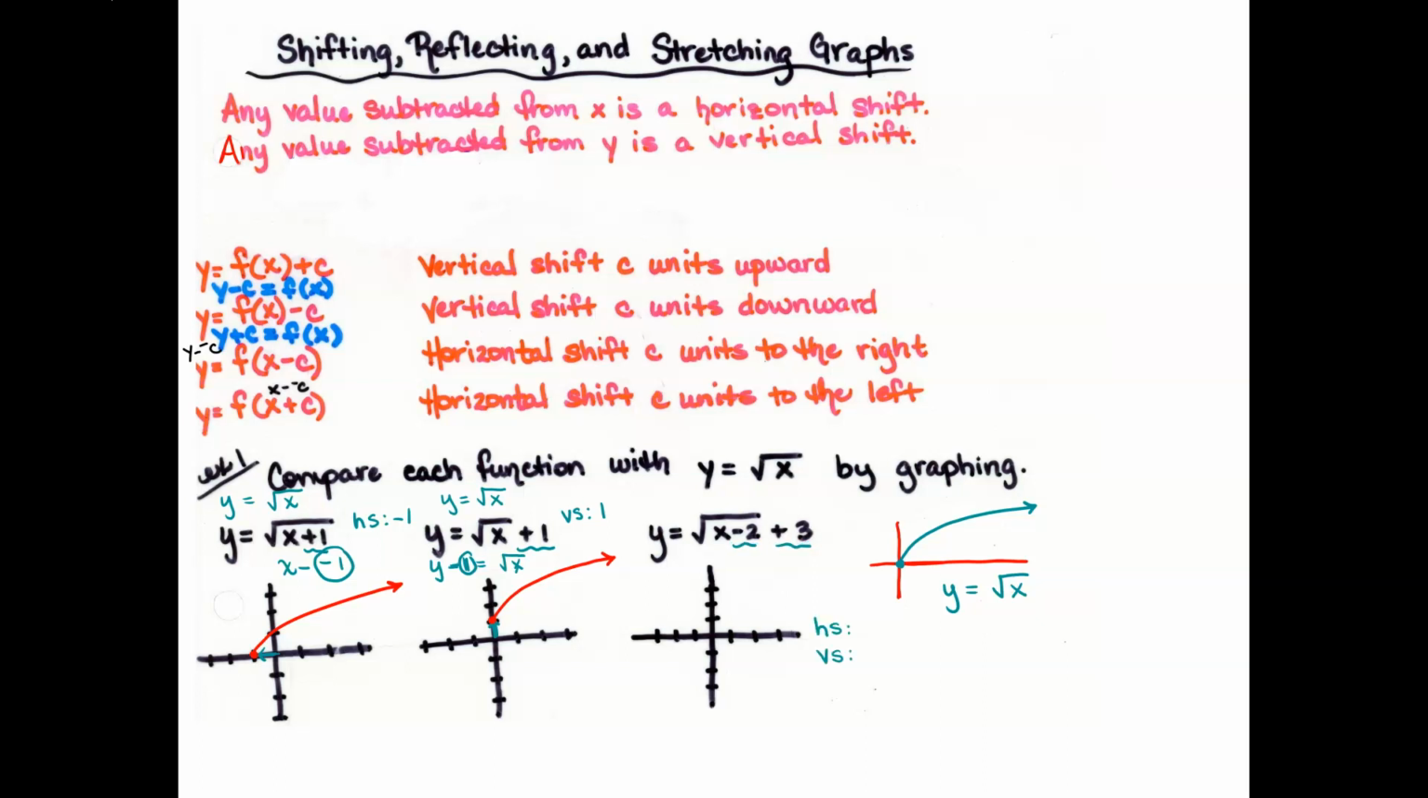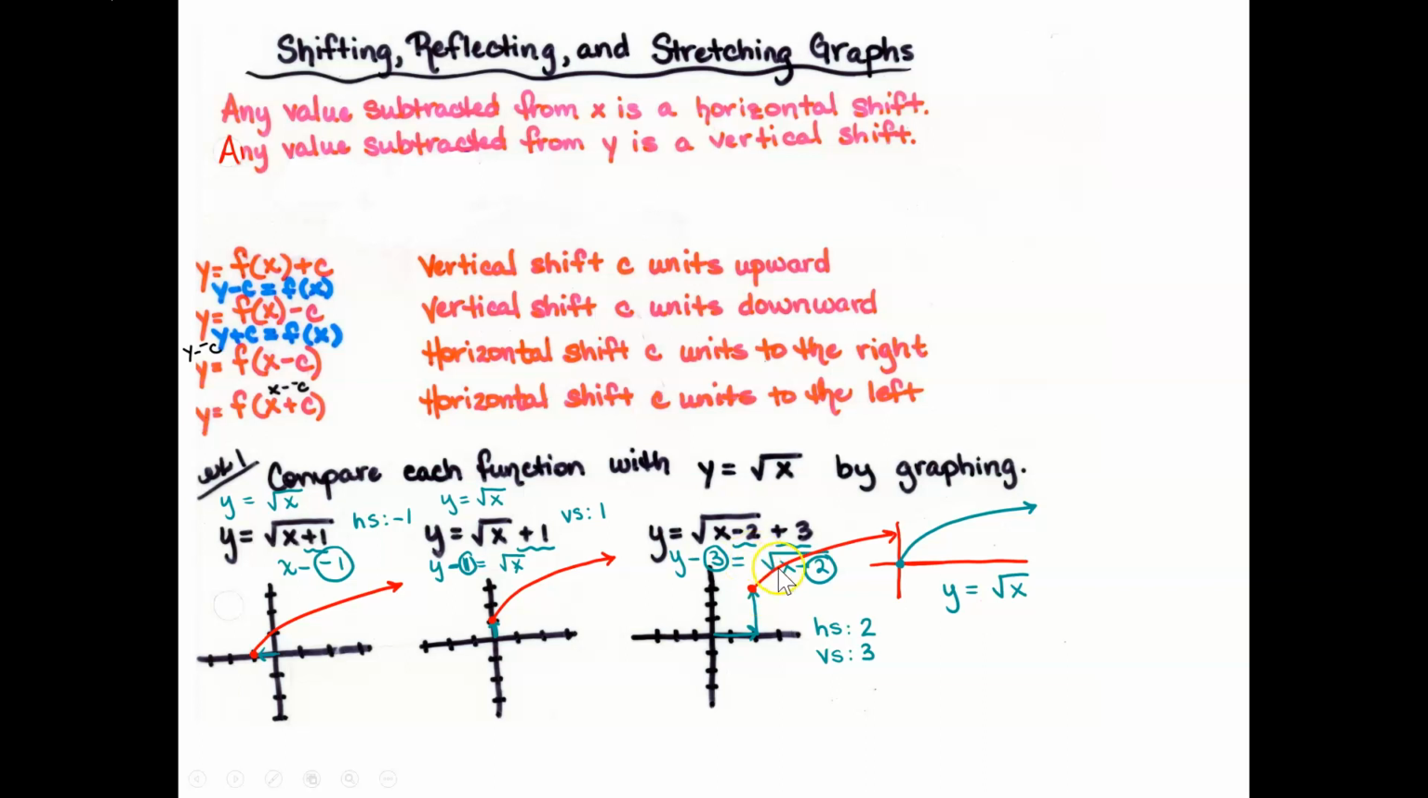All right, so for our horizontal shift, what's being subtracted from X? A positive 2. So our horizontal shift would be a positive 2. For Y, we can subtract this 3 over to the other side so that we can clearly see it's being subtracted from Y. So what's being subtracted from Y? A positive 3. So our vertical shift would be positive 3. So we're going to horizontally shift a positive 2, vertically shift a positive 3, and draw the exact same graph.